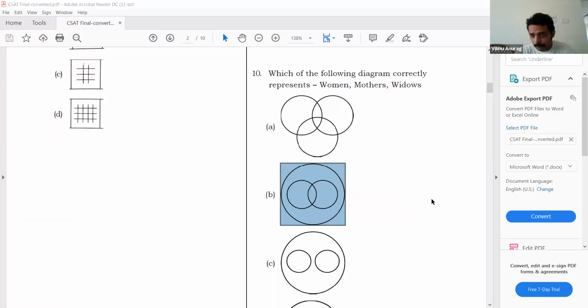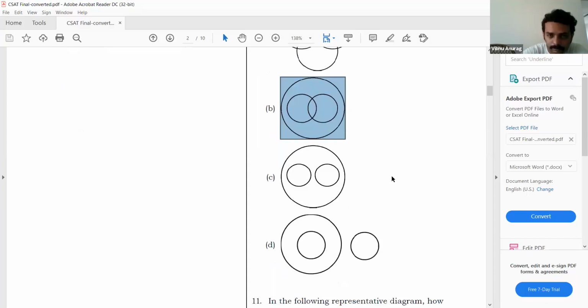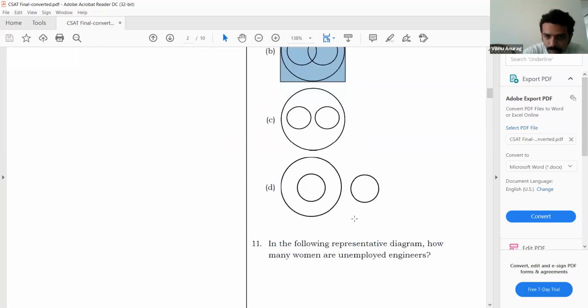I'll just post the answers here for you. Please verify. These are the answers. I've posted the answers here. All correct? All good with the first 10 questions? Please type clear if you're clear, if you don't have doubts.